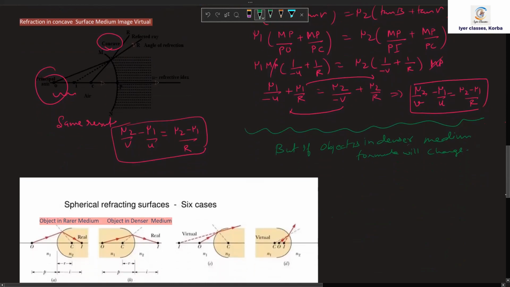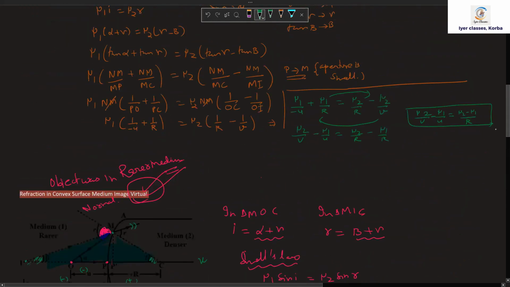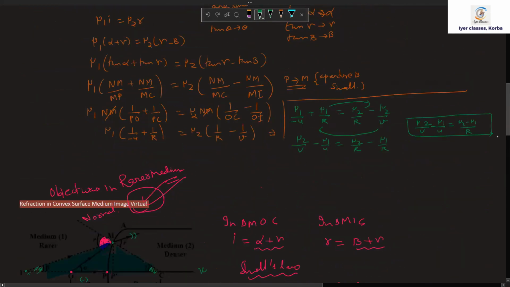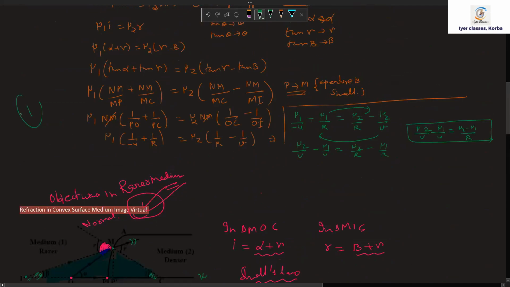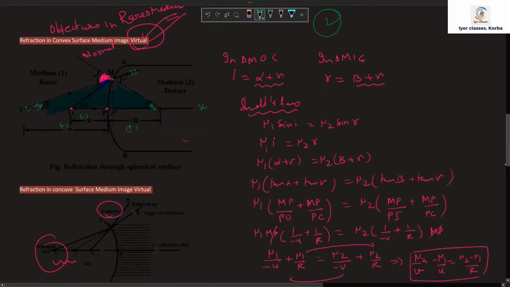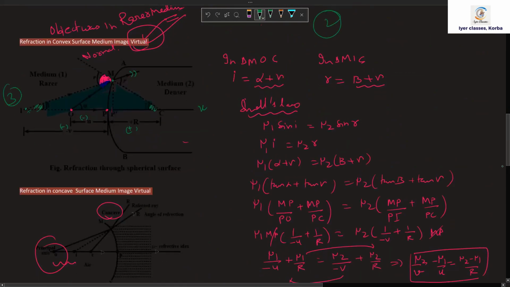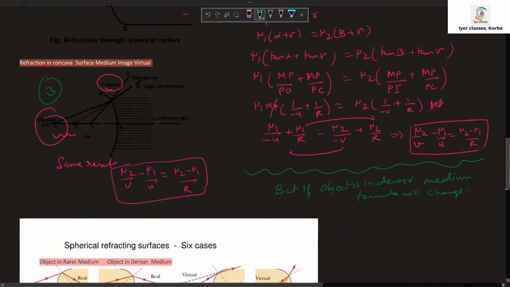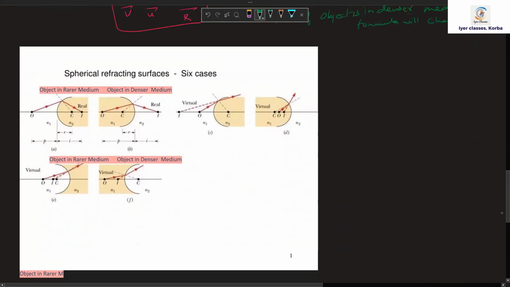Now you have got the 6 cases. In examination it is not necessary that the case which I taught you, the same case will come. It may be case number 1, case number 2, or case number 3, any of the 6 cases. So you do not have to memorize all 6 cases. You should know only the diagram. See, the first case, the surface is convex. Object was in the rarer medium.